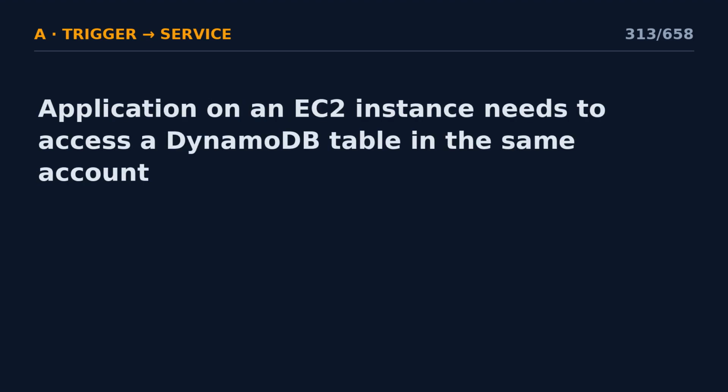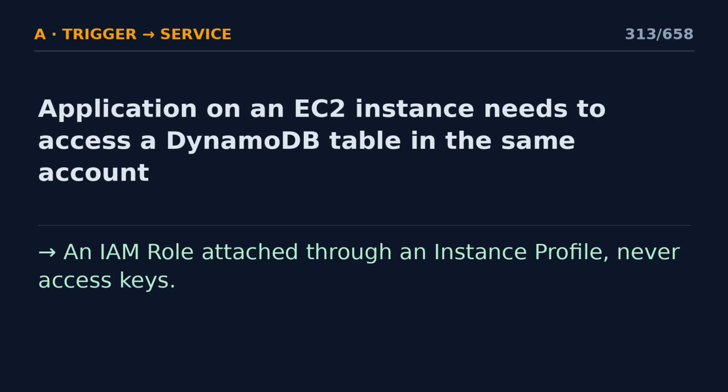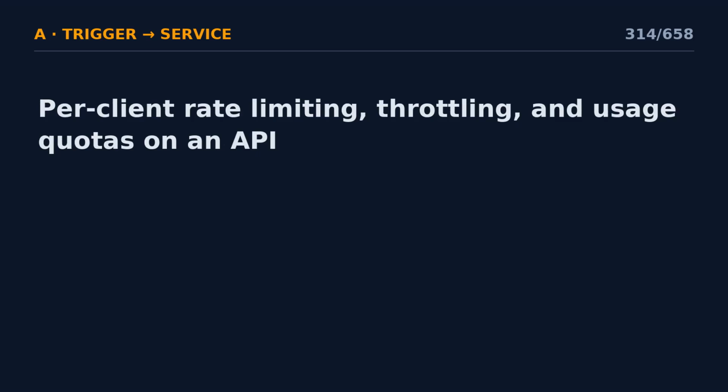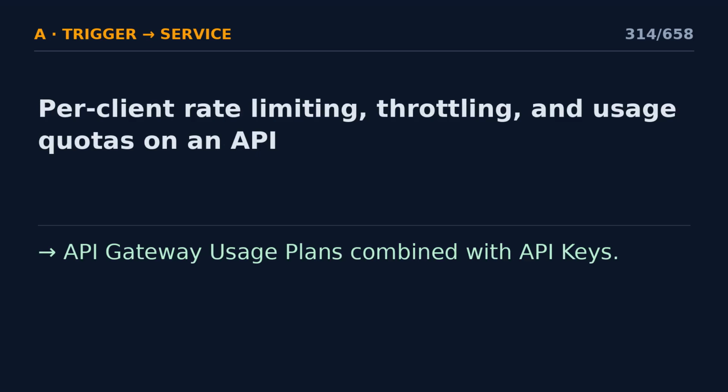Application on an EC2 instance needs to access a DynamoDB table in the same account. Answer: an IAM role attached through an instance profile, never access keys. Per-client rate limiting, throttling, and usage quotas on an API. Answer: API Gateway usage plans combined with API keys.